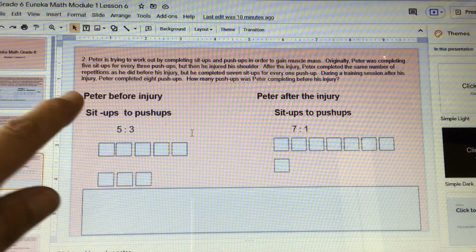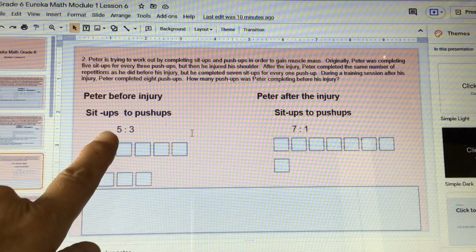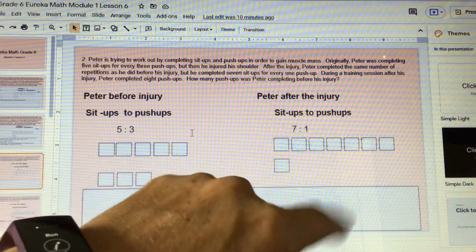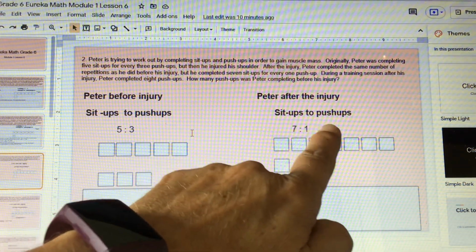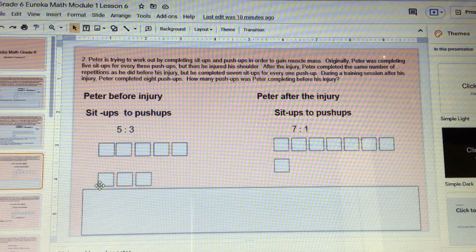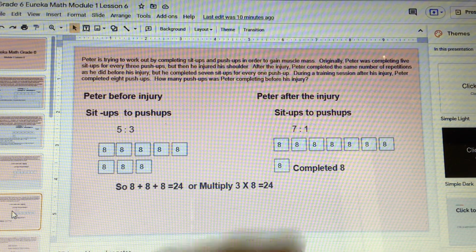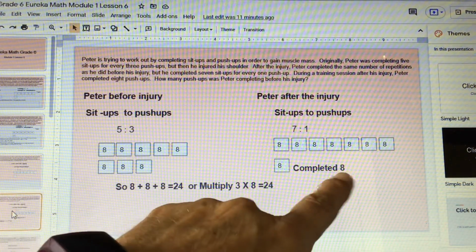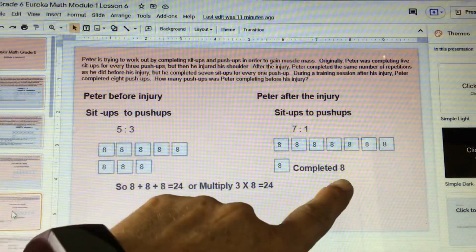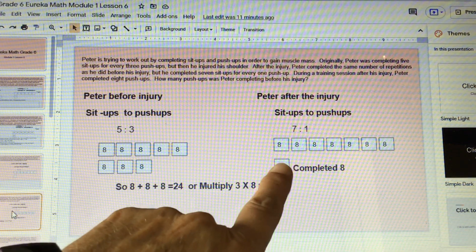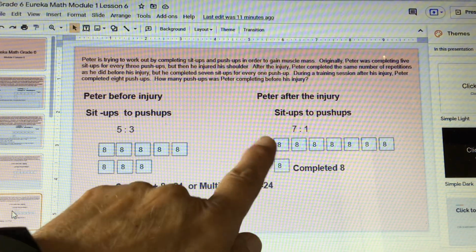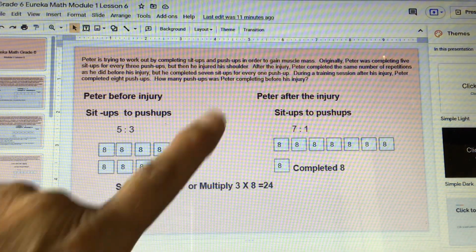Okay, so we know that Peter, before injury, he did 5 sit-ups to 3 push-ups. So here's the tape diagram. You should make a tape diagram. Peter, after the injury, his sit-ups to push-ups, 7 to 1. Okay, now how am I going to figure this out? They did tell us that he completed 8 push-ups after his injury. So since we only had 1 box here, that has to mean that that equals 8. So you can put 8 in all the boxes, okay?